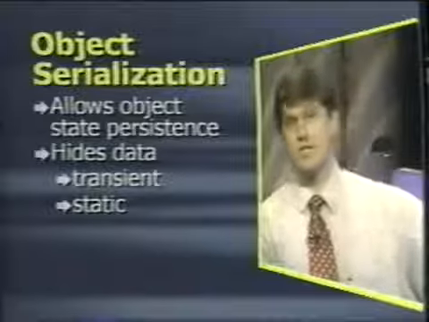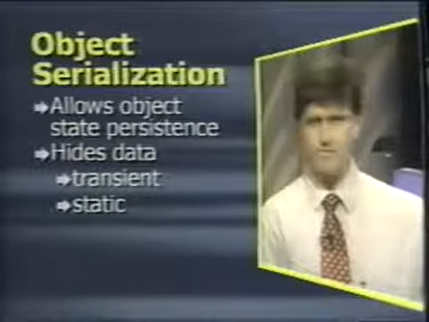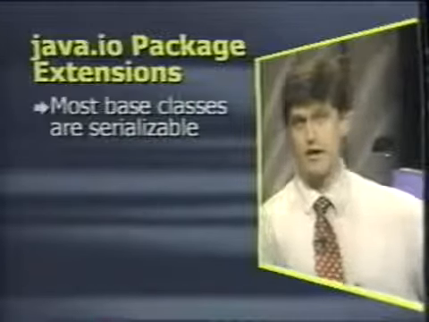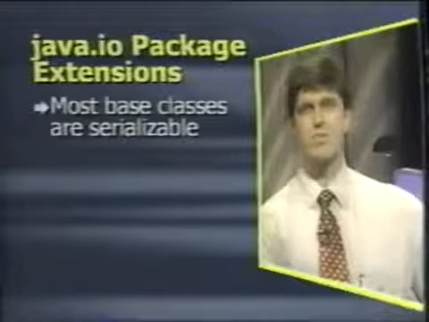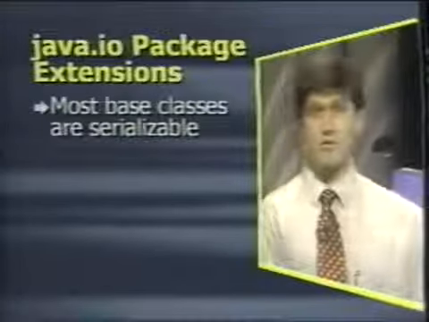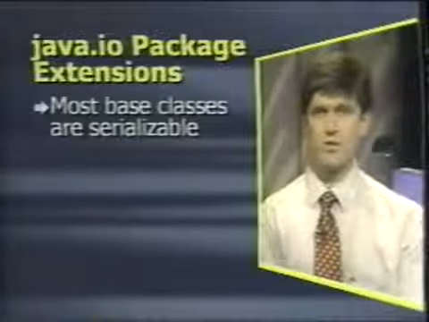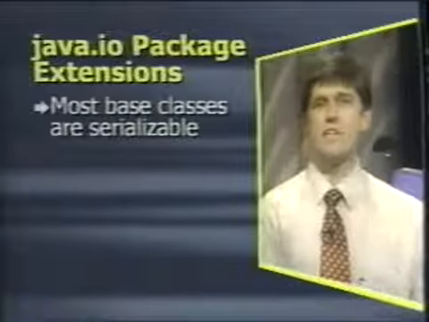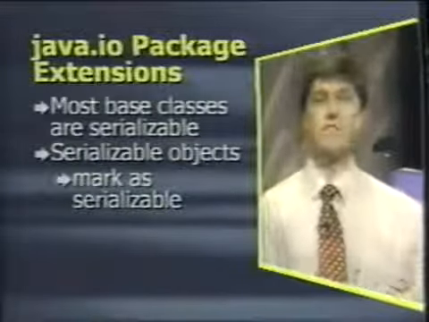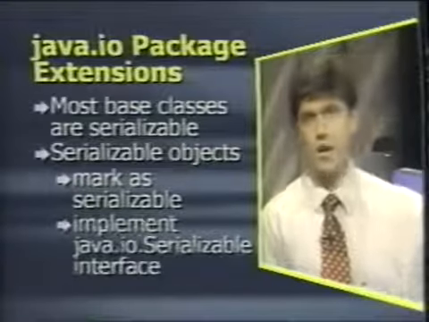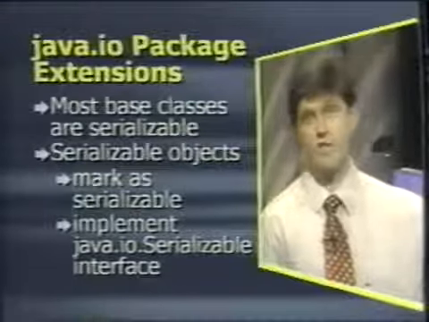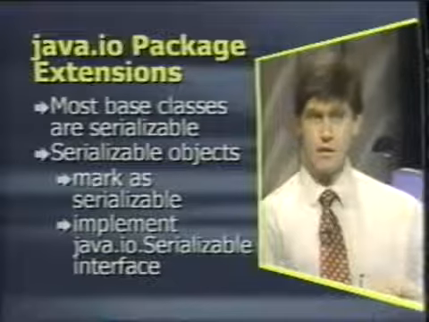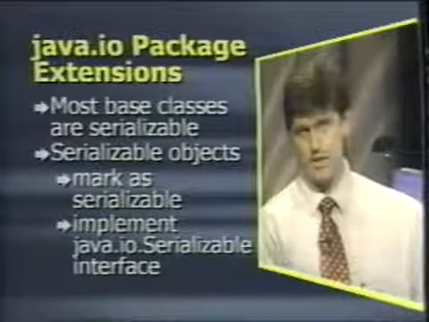Now, all of this required some extensions to the java.io package. First of all, most of the base classes in java.io are now serializable, essentially all the classes that make sense to be serializable. Some of them, which represent local resources, don't really make sense as serializable objects, so they're not. All of these objects are marked serializable by simply implementing a flag interface called Serializable, which is part of the java.io package as well, java.io.Serializable. And any object that implements this can be sent over a network connection.